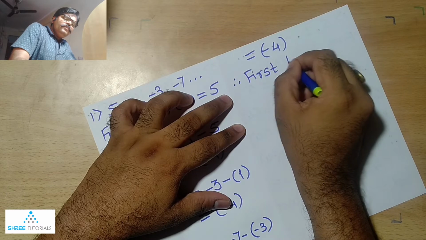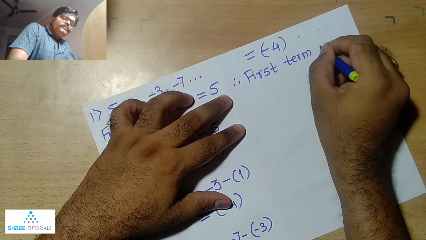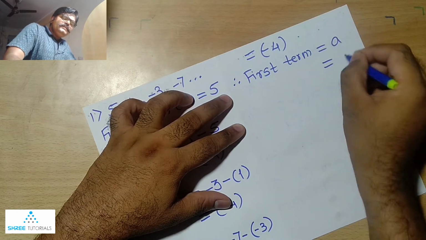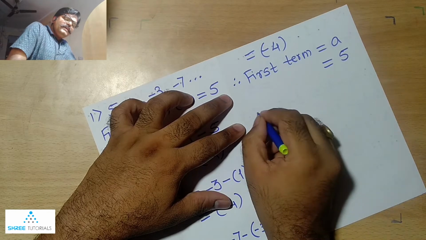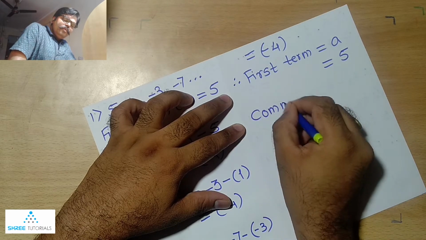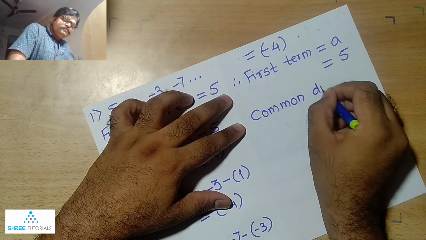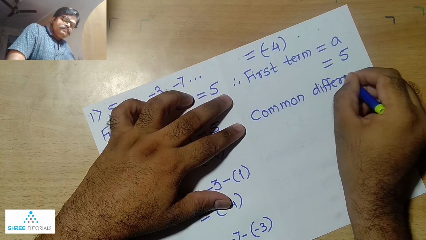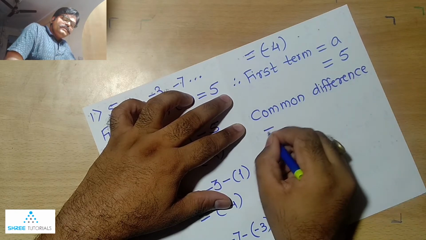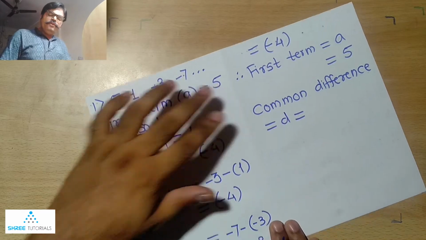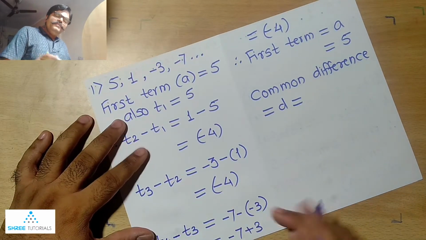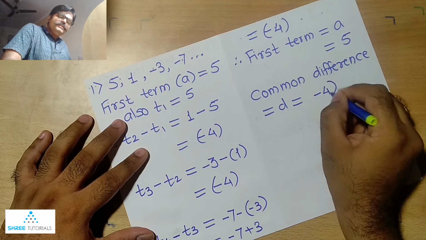Therefore, the first term, that means A, is actually 5, whereas the common difference is equal to D, exactly what we have calculated so far. The common difference is actually minus 4 itself.